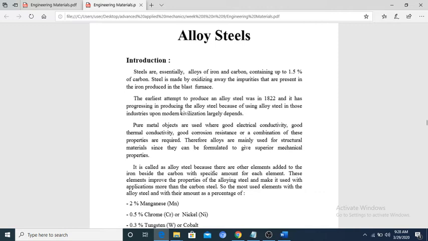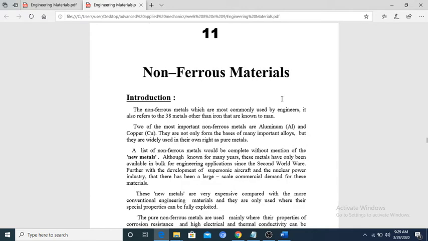And then what is metal cutting? Metal cutting covers the principle of oxy-fuel gas cutting. So how do they cut the material, right? Then there are non-ferrous materials and their alloys.